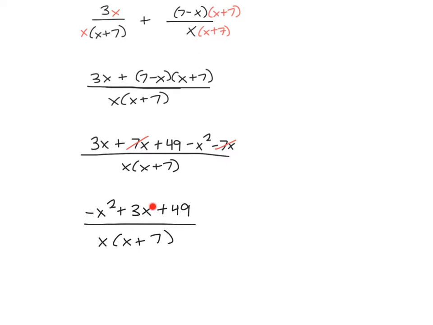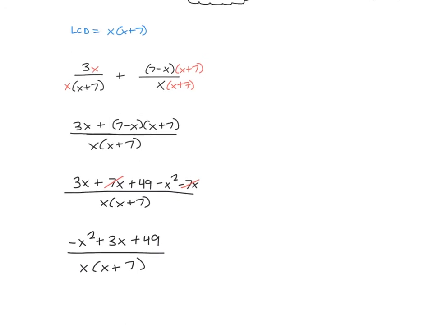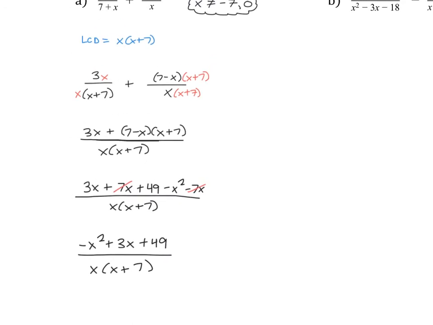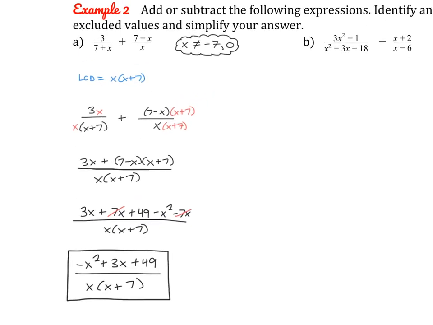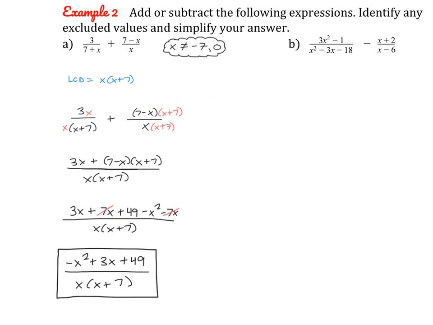And here we could factor out the negative, but this trinomial is not factorable anyways. So that means that we are done because there's no way to simplify further. So there's our simplified answer. And again, our two excluded values are negative 7 and 0.